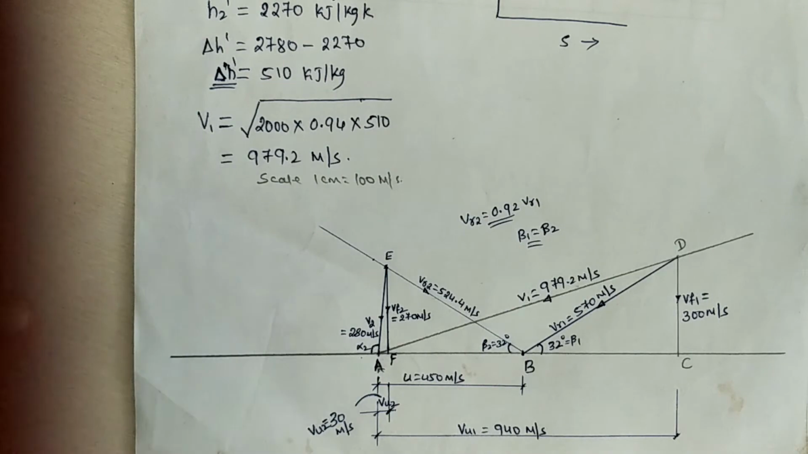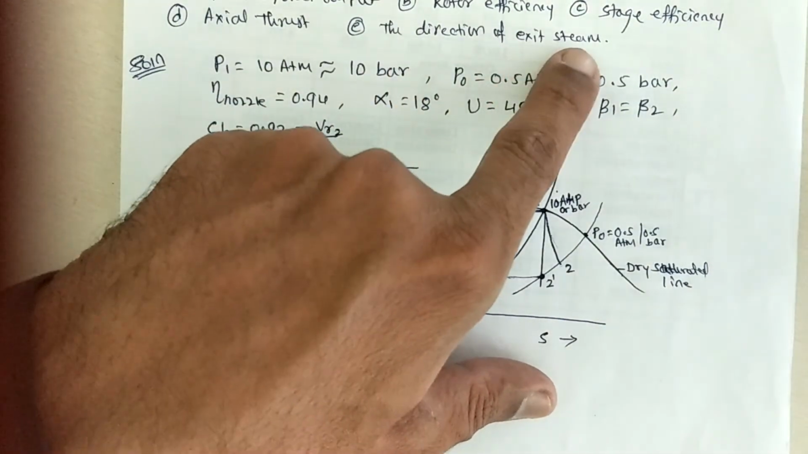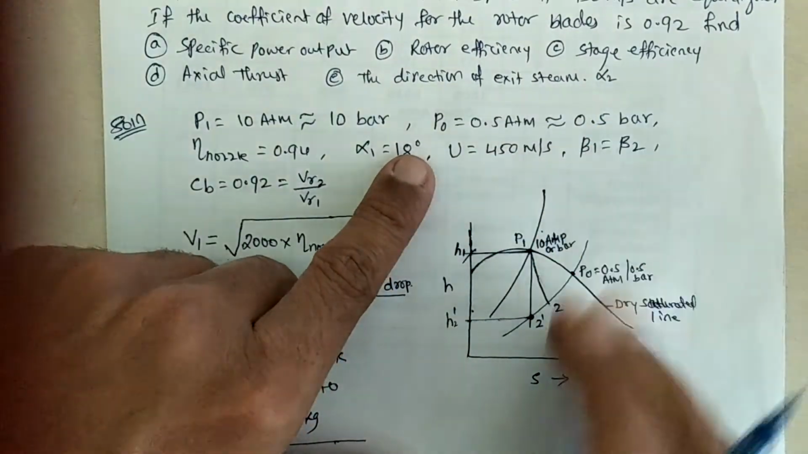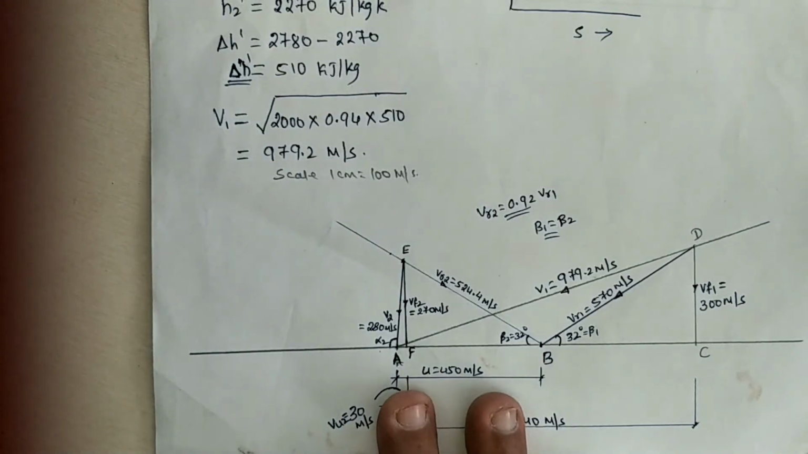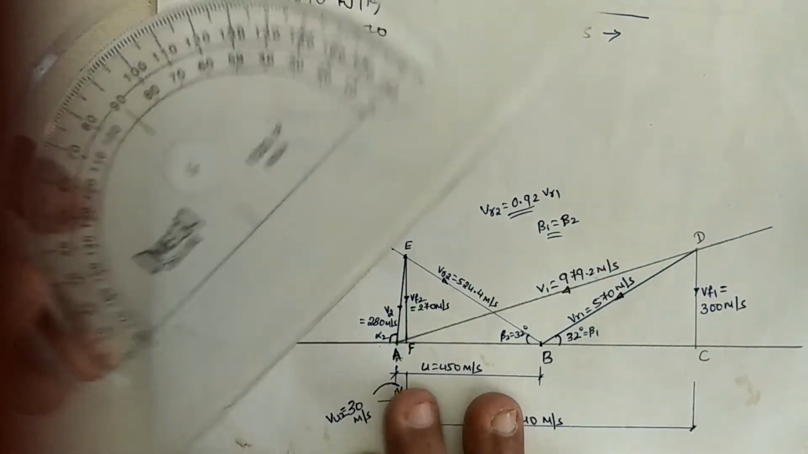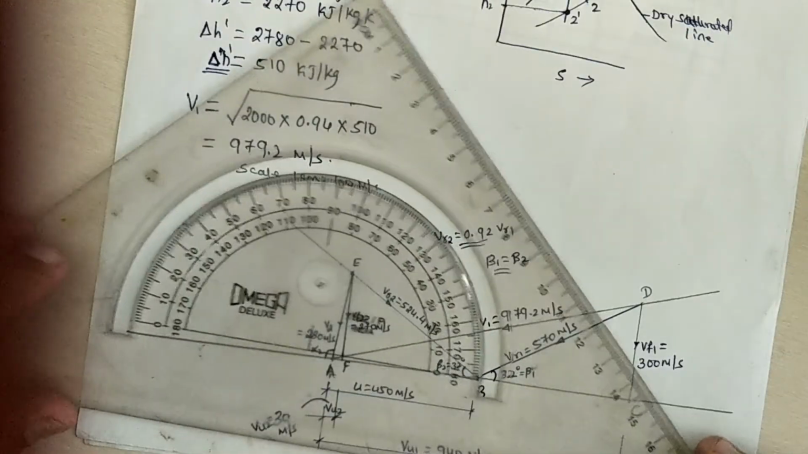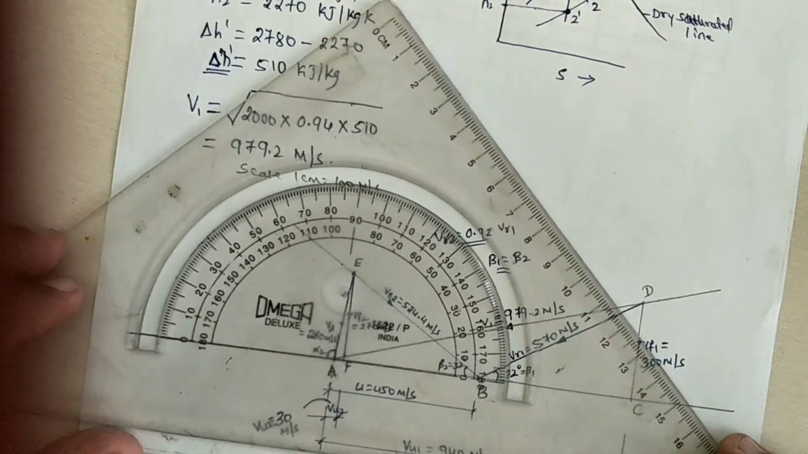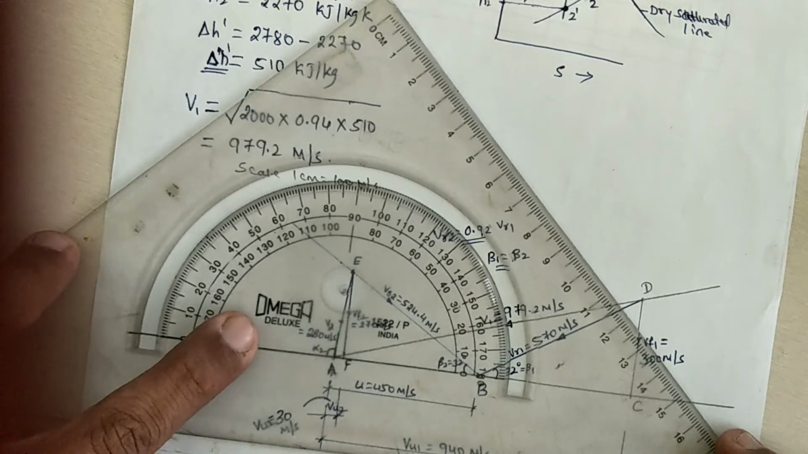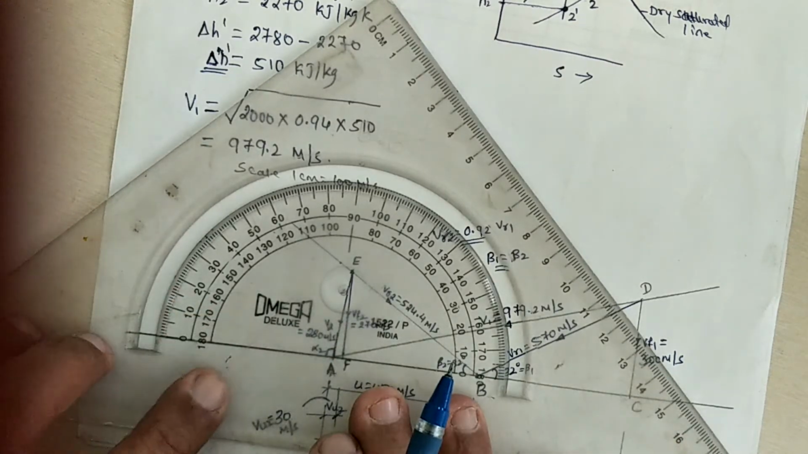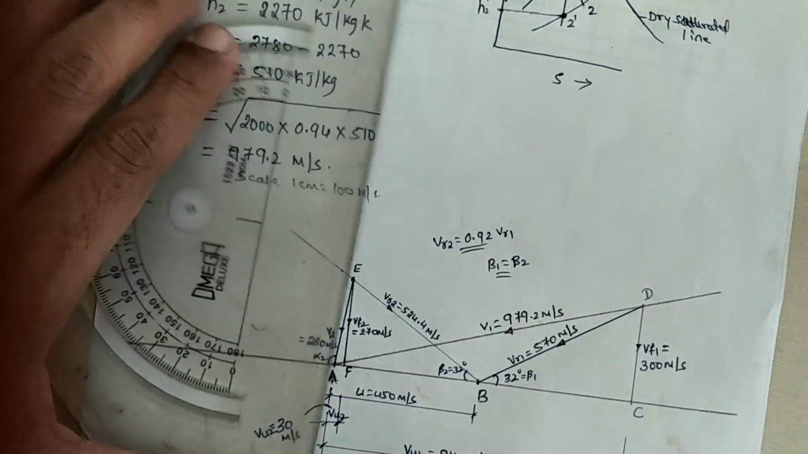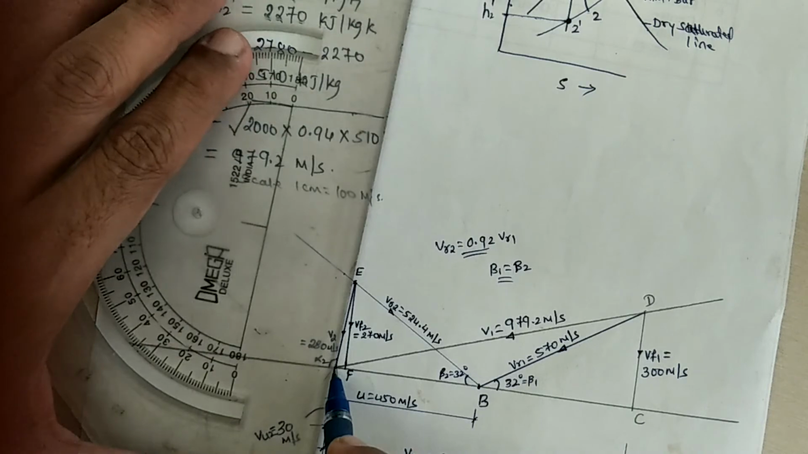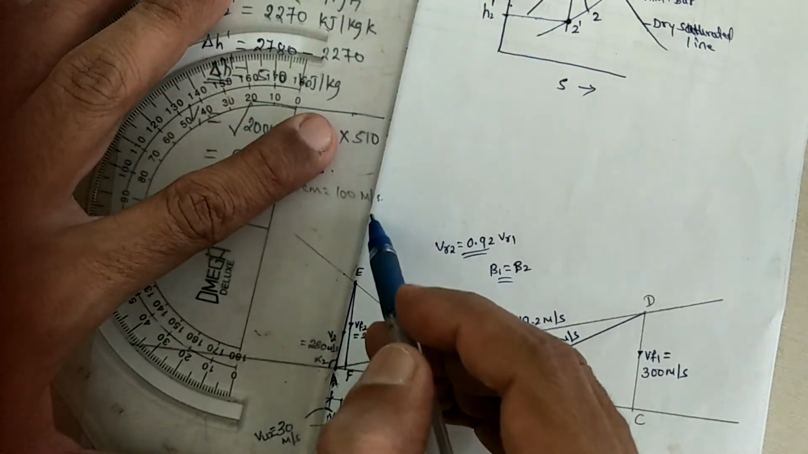So measure the angle alpha 2. That is nothing but the direction of the exit stream. So I am going to measure the value here, V2. So alpha 2 is equal to, better I will extend this line so that it can come under the protractor.